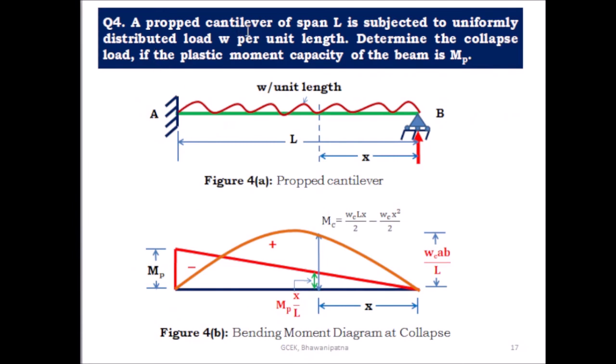Then coming to the fourth problem: a propped cantilever of span L is subjected to a uniformly distributed load W per unit length. Determine the collapse load if the plastic moment capacity of the beam is MP. So this is the propped cantilever, this is the fixed end A, and this is the support B, and here we have the uniformly distributed load throughout the span, given as W per unit length, and the length of the beam is given as L.